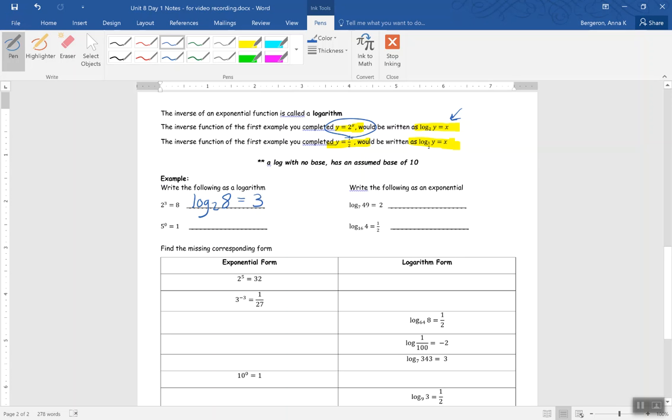So then we're going to do this one. 5 to the 0 power equals 1 would be log. Our base stays the same. So the 5 was our base. The 5 is our base of 1 equals our exponent, which is 0.